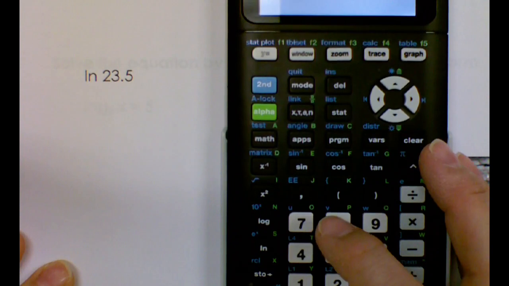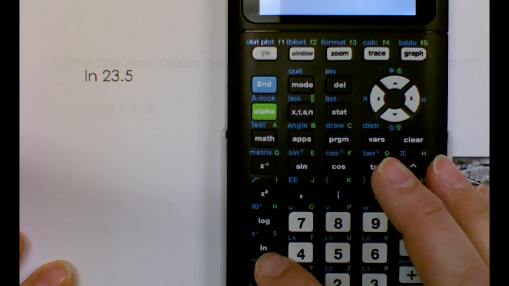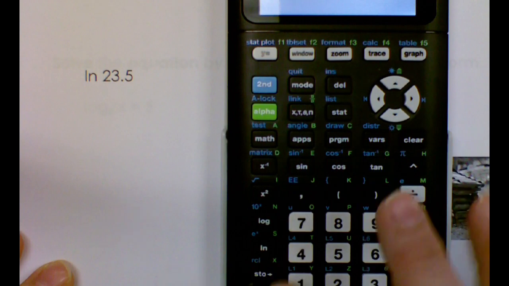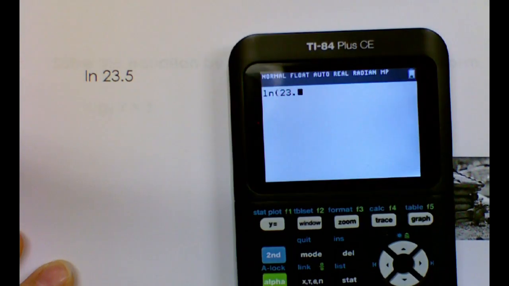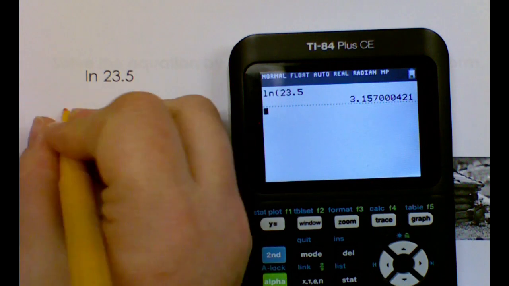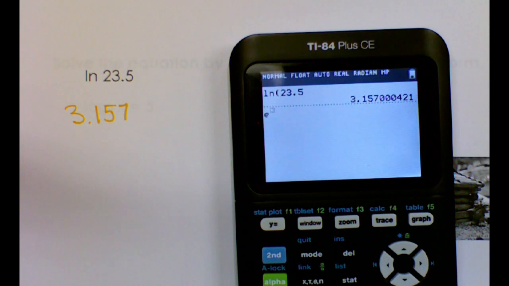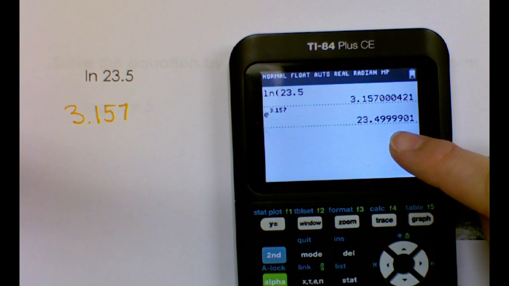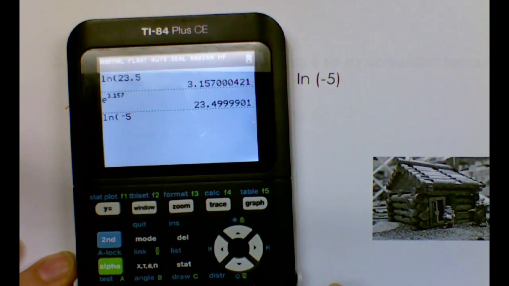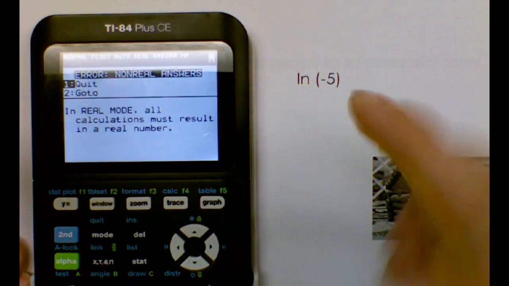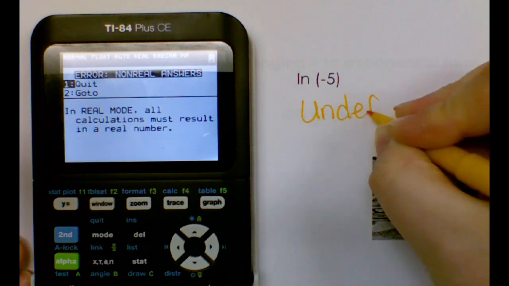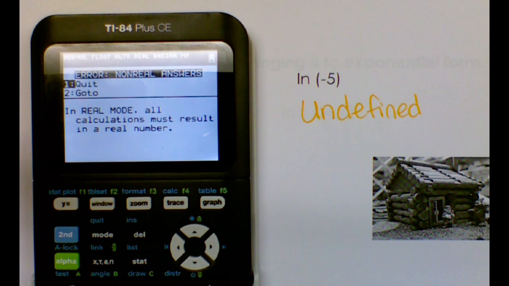ln of 23.5. You may notice you have an ln key as well. ln right here, the one we've hit second to get e. So ln of 23.5, 3.157. To double check that, we'll do e to the 3.157, and we get very darn close to 23.5. ln of negative 5, type that one in. Uh-oh, error again. ln works just like all the other logarithms. Can't plug a negative in.